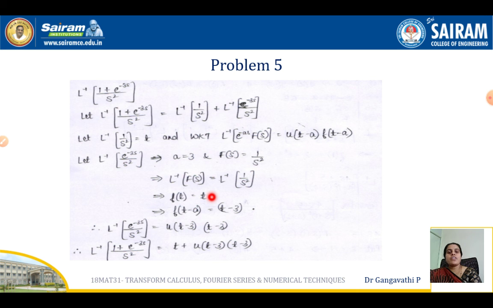And since the exponential function is multiplied to that, it is in the form of f of t minus a, and that is going to be t minus 3, because the value of a in the given problem is 3. So this is u of t minus 3 and this is f of t minus 3. Therefore, we have taken f of t minus 3 is equal to t minus 3. And therefore, the second term results in u of t minus 3 into t minus 3. On combining the first term and second term, L inverse of (1 plus e to the power of minus 3s) by s square results in this.